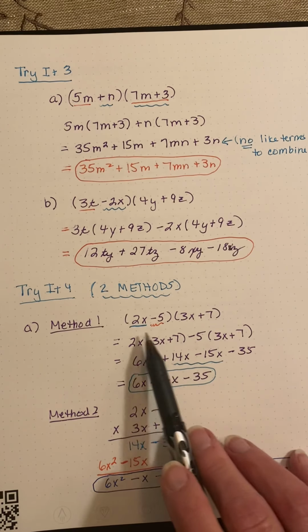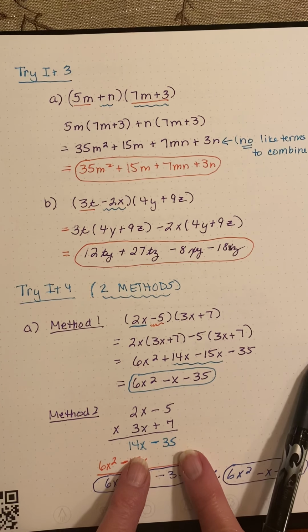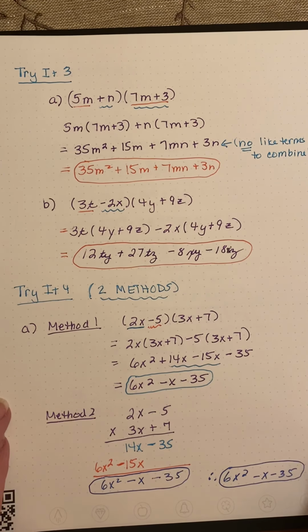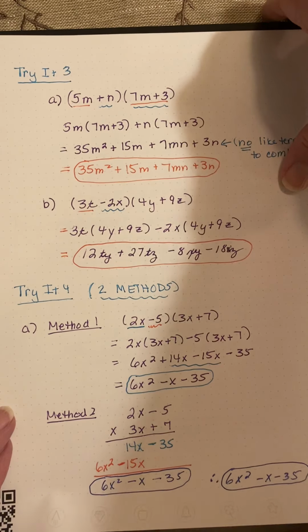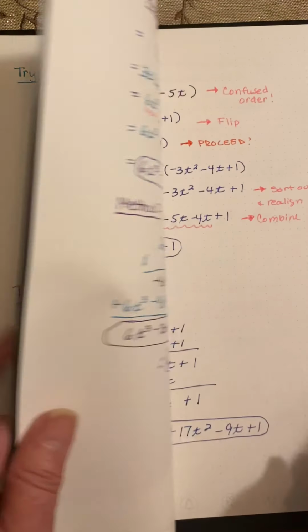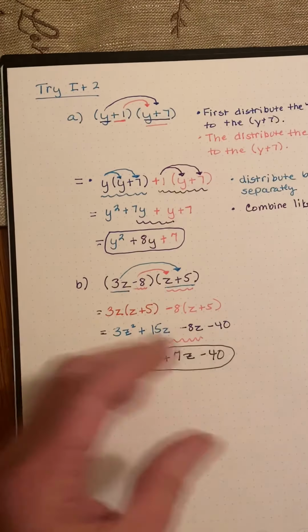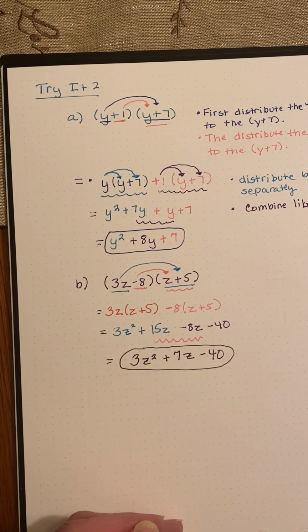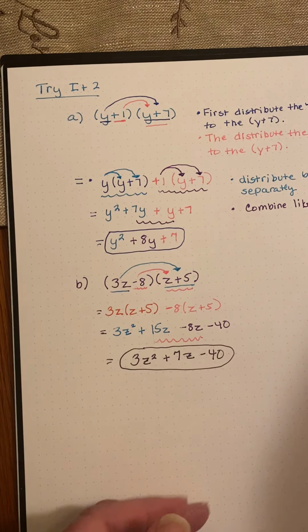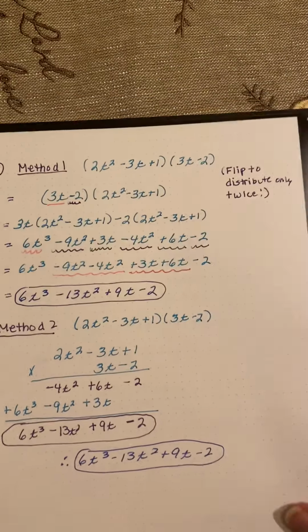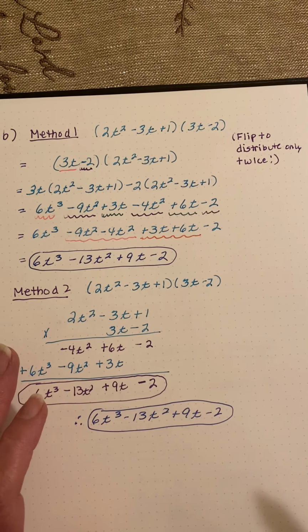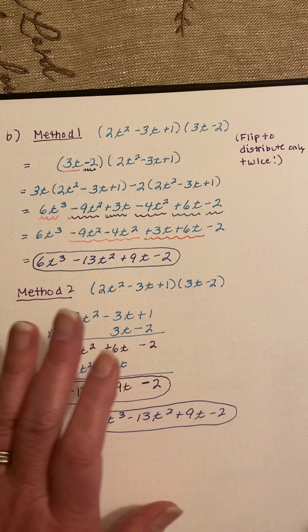So you can do it by the distributive property, or you can multiply it traditionally if you remember how to do 2-digit multiplication, which I'm pretty sure you do. Okay, so that was try it 3. Actually, that was try it 4. How about that? Try it 4 continues with method 1, letter B. Hope I didn't skip anything. I feel like I did, but I don't think I did.